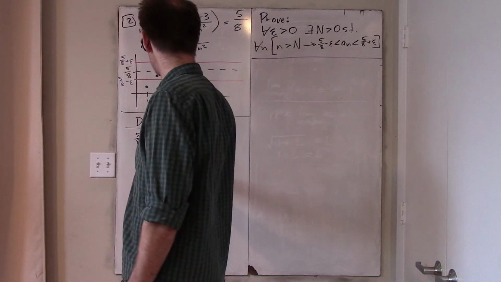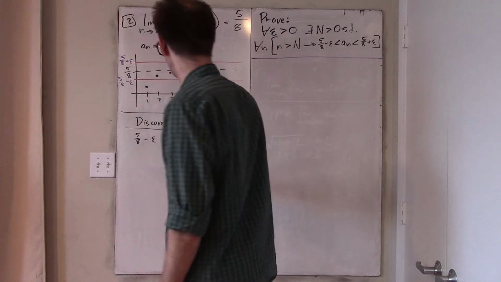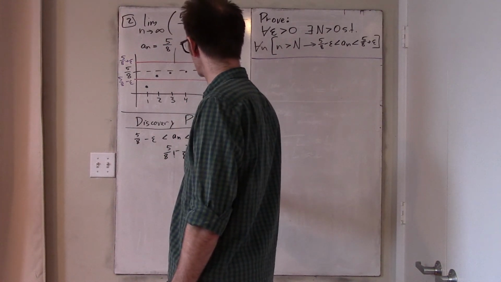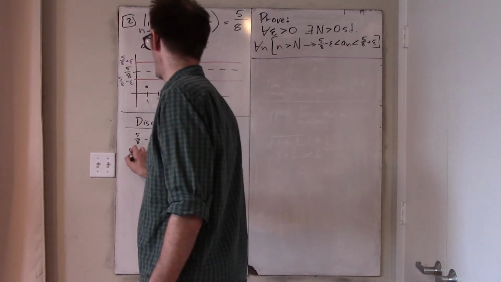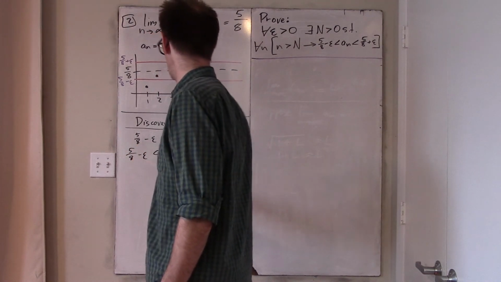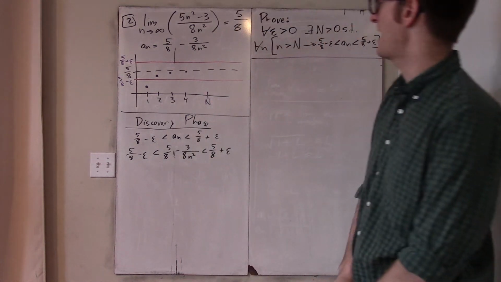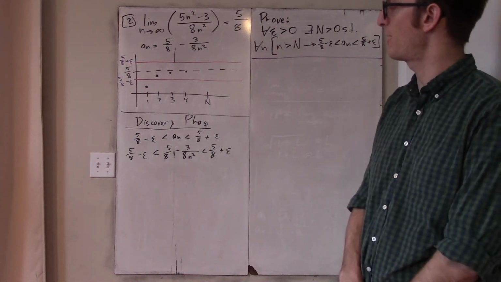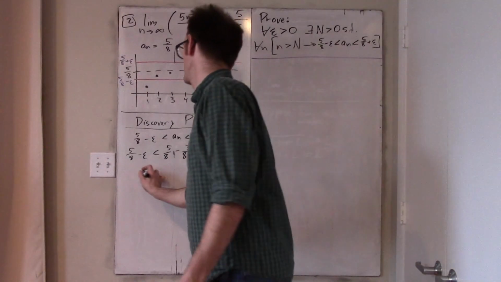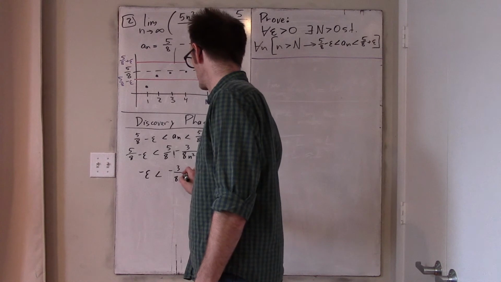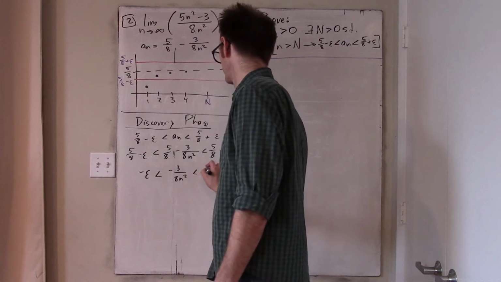So let me start with the thing I'm trying to prove and work backwards. What's the nth term? It's 5/8 minus 3 over 8n squared. And I think writing the nth term like that is the thing to do, because now I can just subtract 5/8 from all three sides, and I get the relatively straightforward inequality that looks like this.